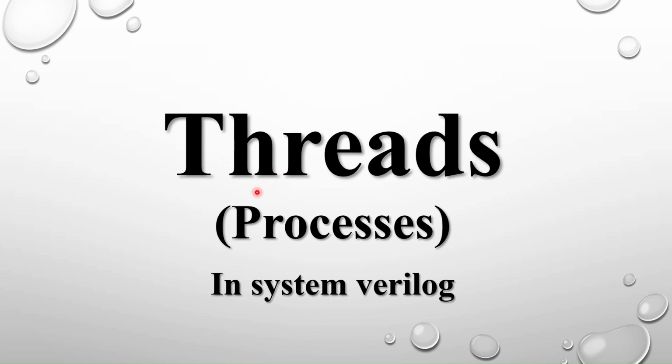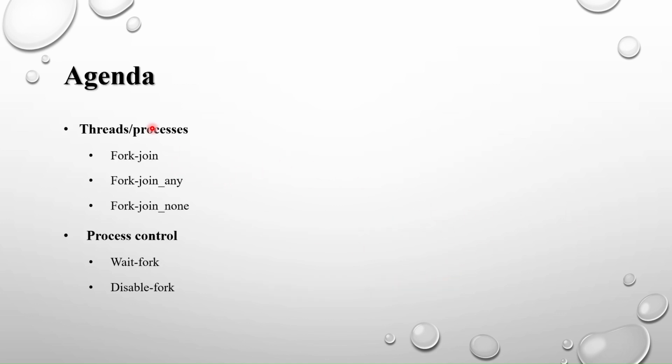In this session, I am going to discuss threads or processes in System Verilog. So the agenda is we will be discussing threads or process, fork join, fork join any, fork join none, and we will discuss process control. First, we will understand what is thread or process in System Verilog.